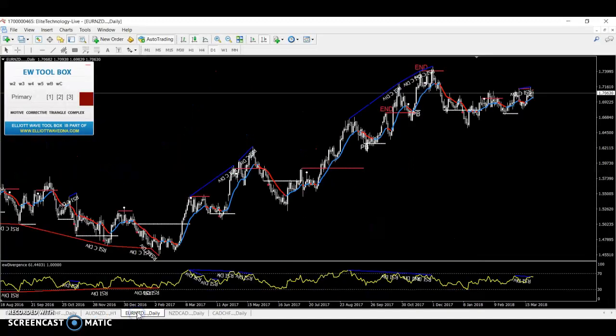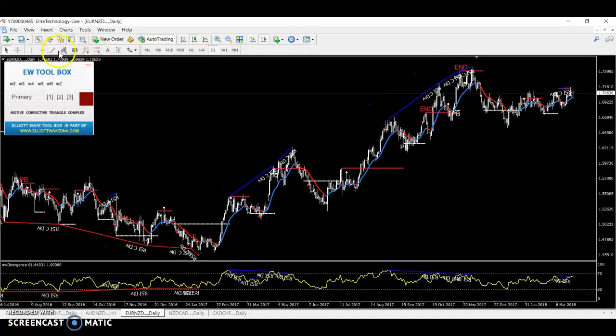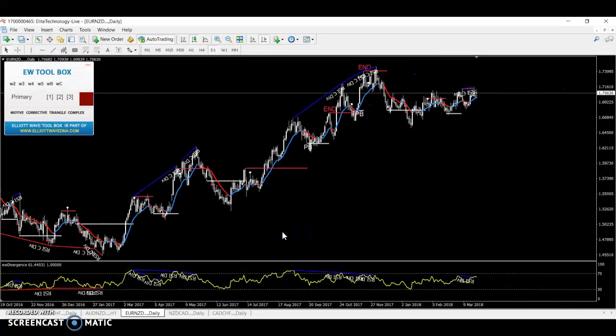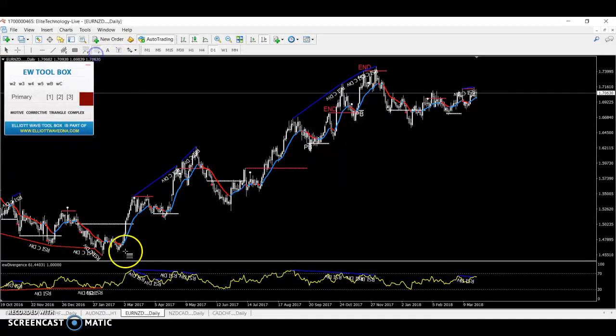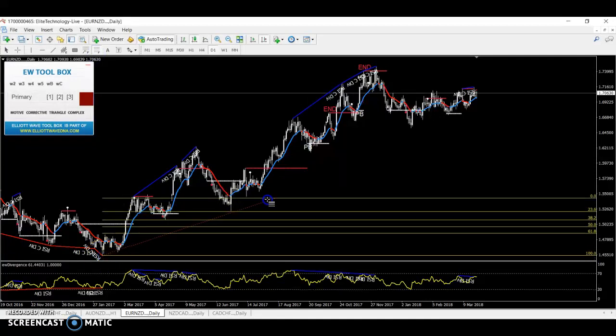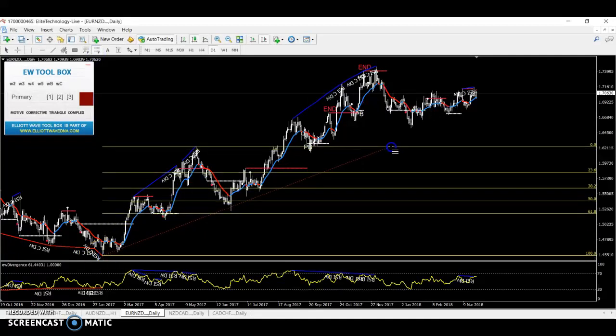Now moving on to the next chart, that'd be Euro New Zealand. So taking a look at this, again, I like to use the high-low method to begin my counts. So I'd be starting from right here. So taking a look at this, first a Fibonacci retracement of here to the wave 1. And then you see it retraces down to between the 50 and 61.8 levels.